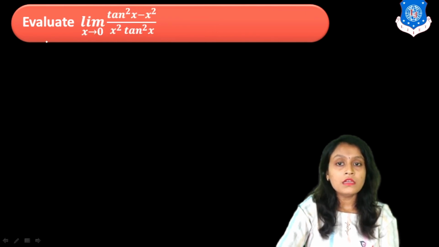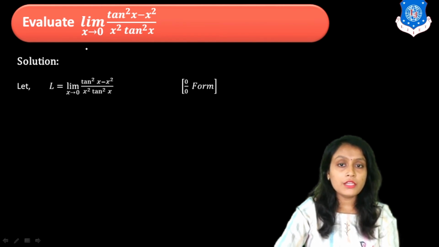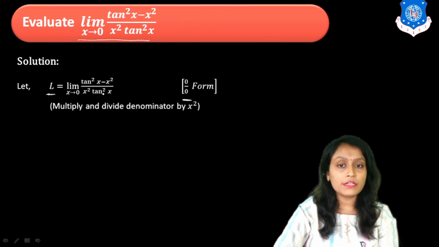Now next example. Evaluate limit x tends to 0, tan square x minus x square upon x square tan square x. So let's begin with the solution. Again you have to suppose this limit as L. In place of x substitute 0, so you will get the form 0 by 0. Now to simplify this example, we will multiply and divide by x square. By doing this, the sum will become easy.